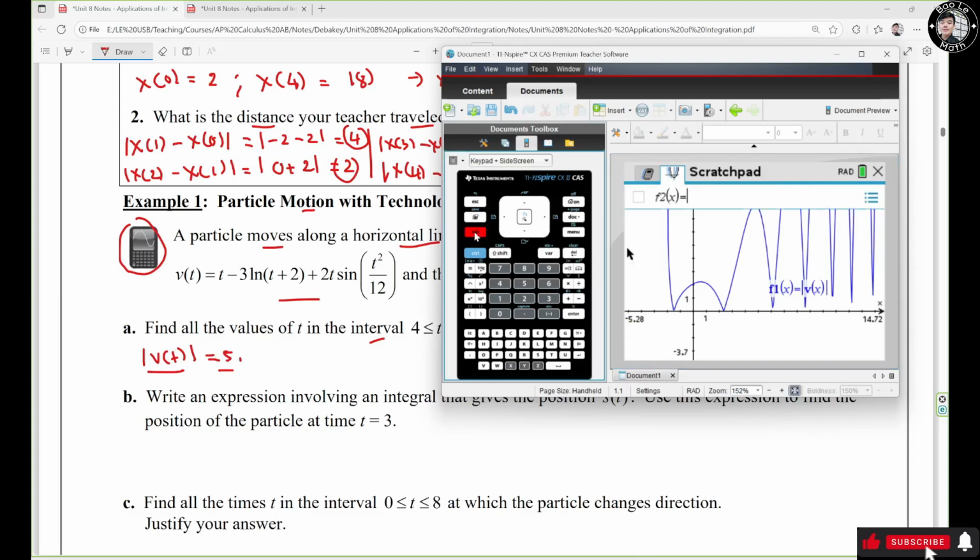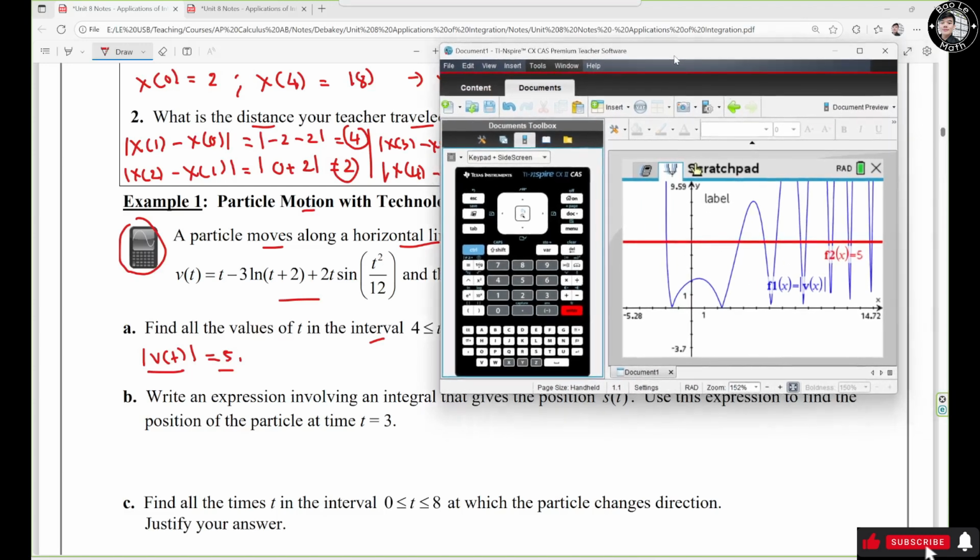I'm going to hit tab right here. I'm going to put 5. I hit enter. Excavate horizontal line right here. Now I need to restrict the domain. The domain should be 4 to 7, right?